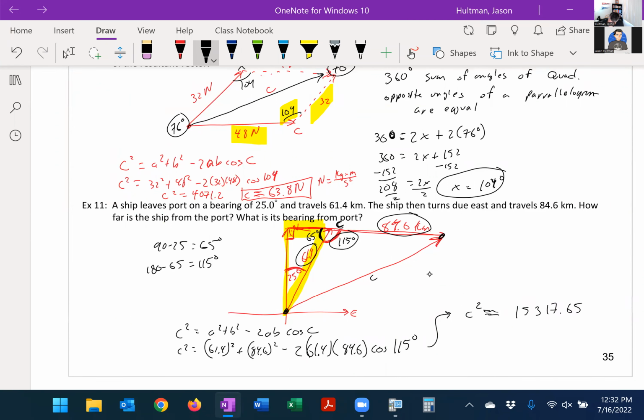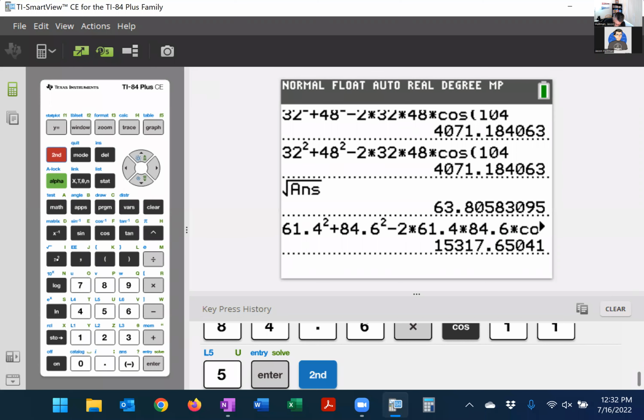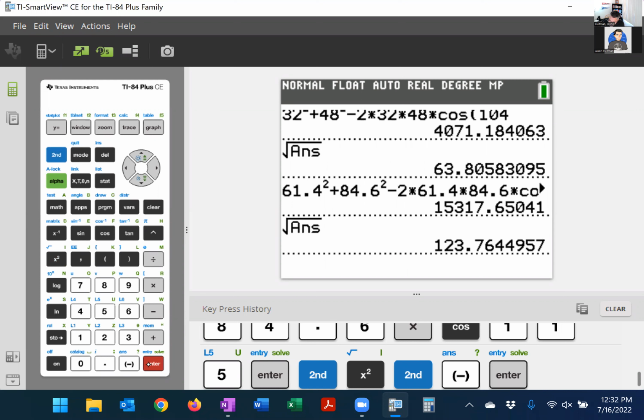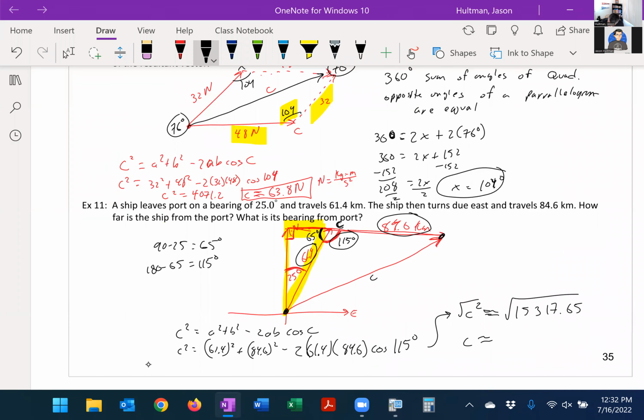Now, how do I get C? Well, I just take the square root of both sides. So C is approximately the square root of this answer. Second square root, second answer, is about 123.8. And what are the units here? The units were kilometers, right? Kilometers. Okay, and that's 7.4, and I will see you in the last section of chapter 7, which is 7.5.